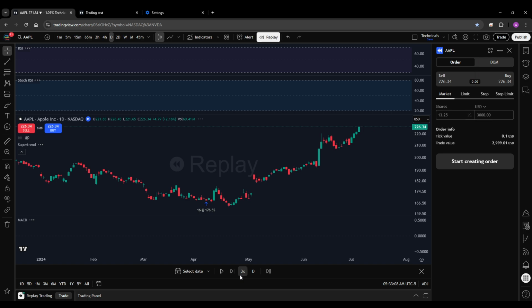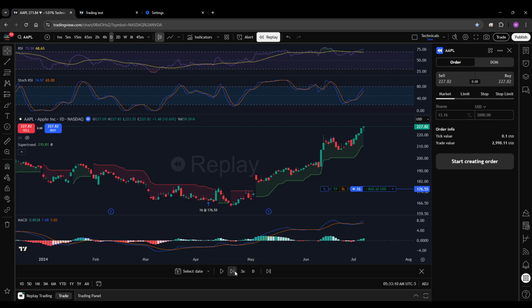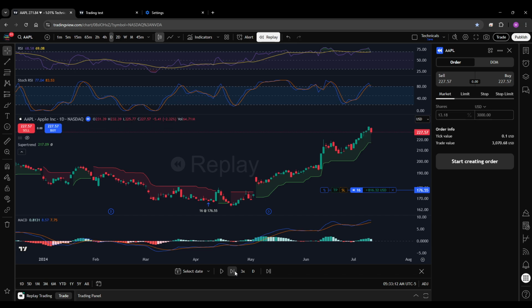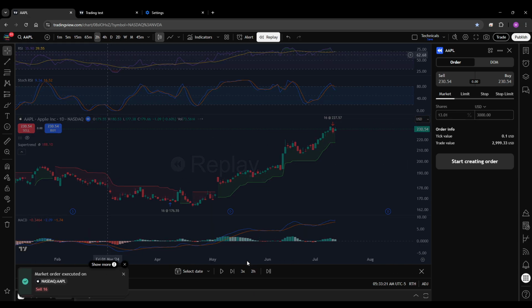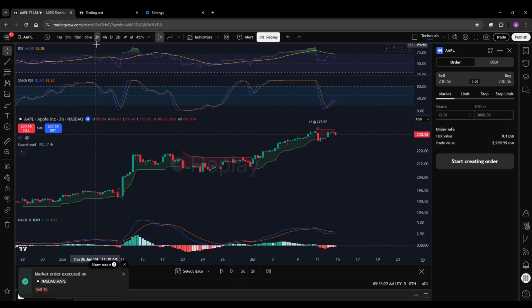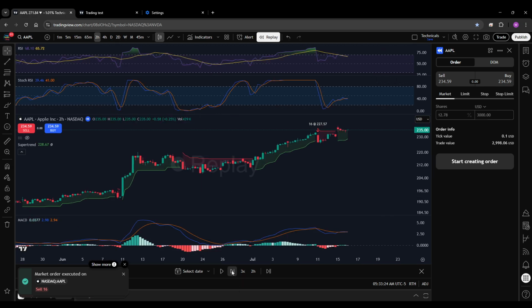Okay, so I'm looking for an extension here. And we're getting that first red candle. That's my signal to get out. So once I got out, let's see in the short term if there is a recovery. It seems like there is.